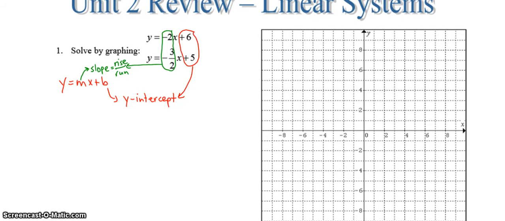So the first line has a y-intercept of 6. So we're going to start up here at 6. And has a slope of -2. So if the slope is -2, that's actually -2 over 1. So that means you're going to go down 2 and to the right 1. So down 2, to the right 1. There's your second point. And then you're going to draw a line going through those 2 points. Right, like that.